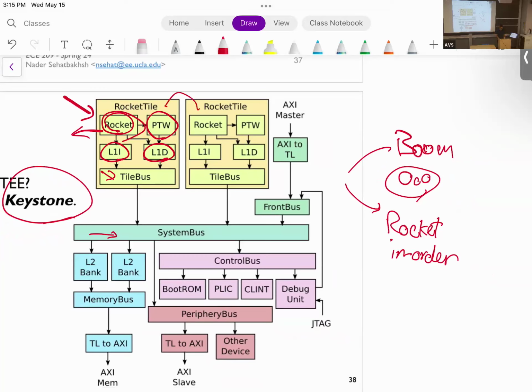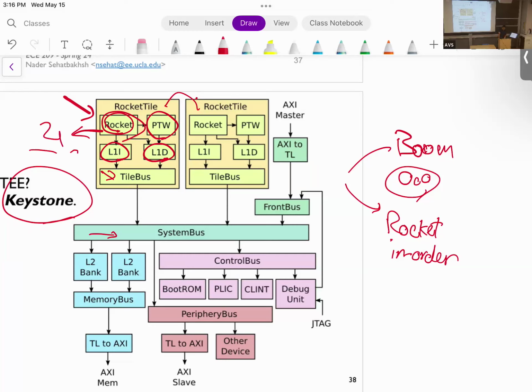Then you can have multiple of these tiles. So nothing prevents you from having a multi-core system. You can have another Rocket core and another Rocket core and so on and so forth. If you remember, last time I showed you a quad core system. So you can think about that as 4 of these next to each other.